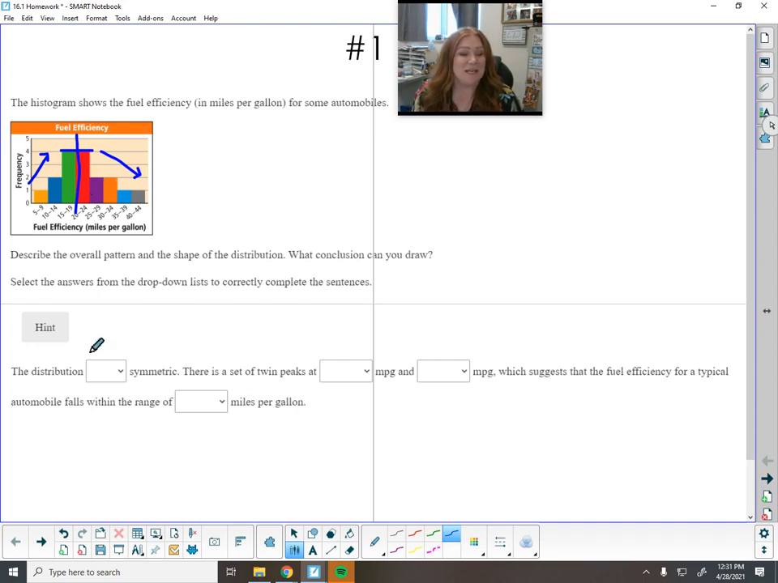So this is not symmetrical. There is a set of twin peaks. Remember, our peak is the highest point, here and here. And that tells me that the typical range is going to be between here. Most of our data falls within these two categories. So let me look over some of the answers here. Find our peaks. You can see it's not exactly symmetrical. It is increasing then decreasing, but not at a constant rate.